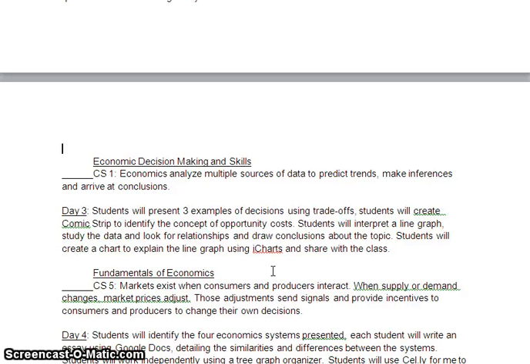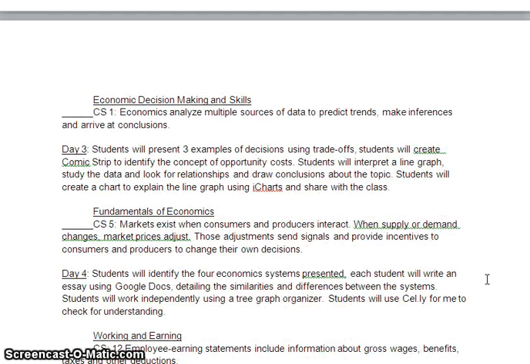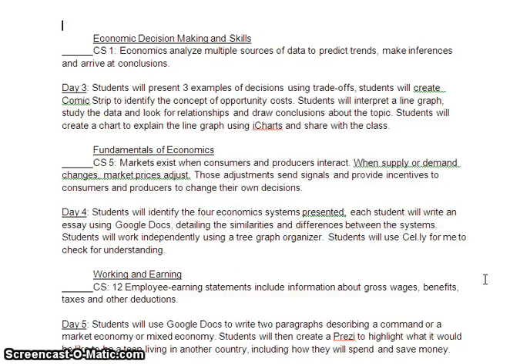On day 3, students will present 3 examples of decisions using trade-offs. Students will create a comic strip to identify the concept of opportunity costs. Students will interpret a line graph, study the data, look for relationships and draw conclusions about the topic. Students will create a chart to explain the line graph using eye charts, and they will share those with the class.